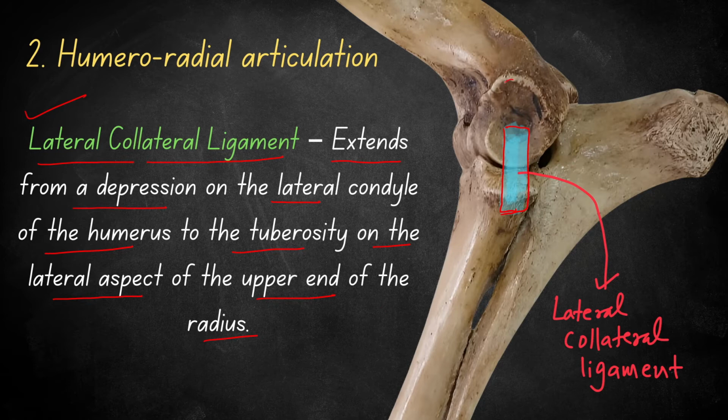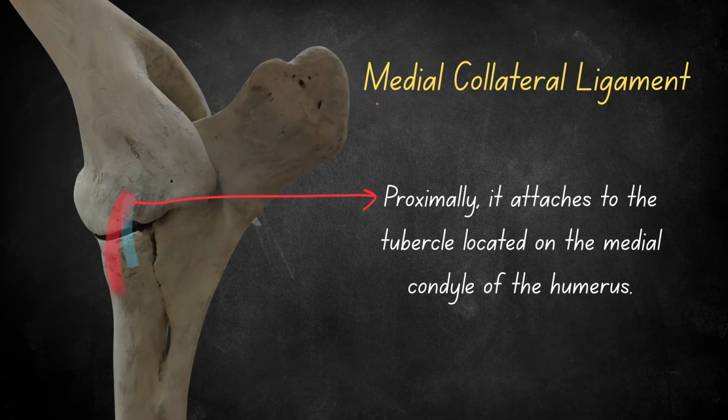So this is the condyle, and here you will find a depression. From this it arises and goes up to this point. This is the lateral collateral ligament. You will also find the medial collateral ligament. Proximally it attaches to the tubercle located on the medial condyle of the humerus. So this one is the medial condyle of the humerus, and here you will find a tubercle. To this tubercle this ligament is attached.